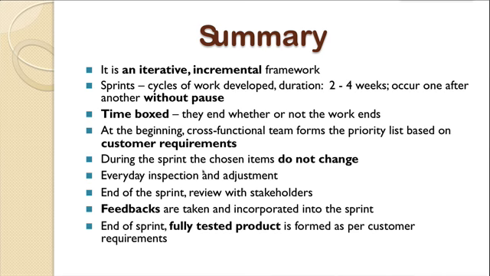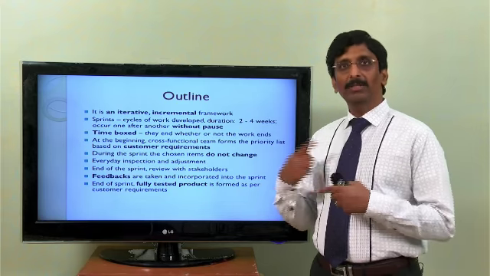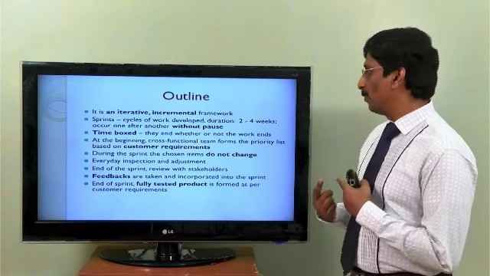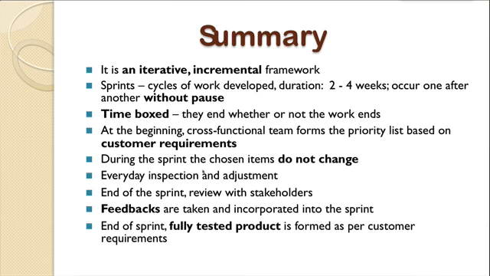You cannot extend it. And at the beginning, a cross-functional team forms the priority list based on customer requirements owned by the product owner. And during the sprint, the chosen items do not change. We already discussed that. Within the sprint, no change. That is another important aspect of Scrum. And everyday inspection and adjustment. So inspect and adapt. That happens through the daily Scrum meeting. And at the end of the sprint, review with the stakeholders happens, which is the sprint review. And feedback is taken and incorporated.